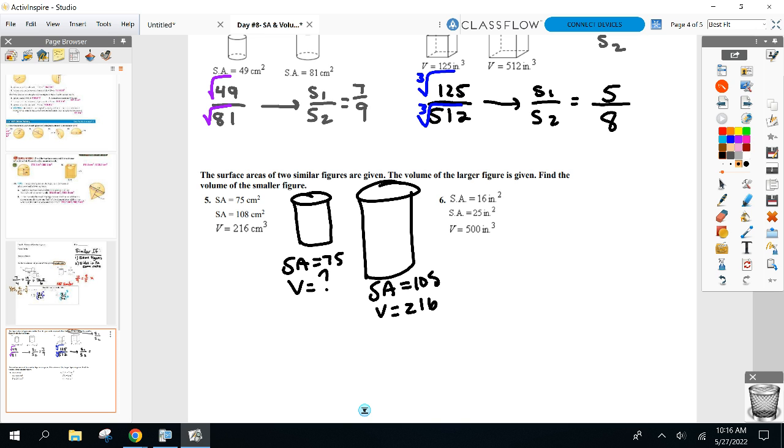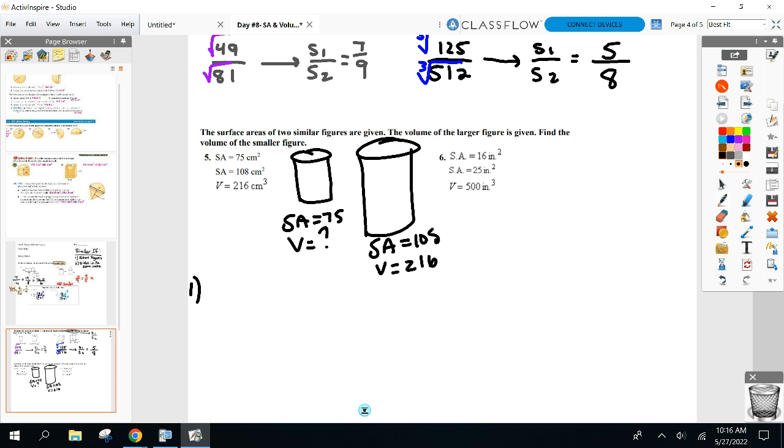Now, I just drew a cylinder. We have no idea what this figure is, so I can't use a volume formula. But what am I asking you to find? Surface area or volume here? Volume. So what you can do to help me is find out what ratio the volumes are in. You need V1 over V2.